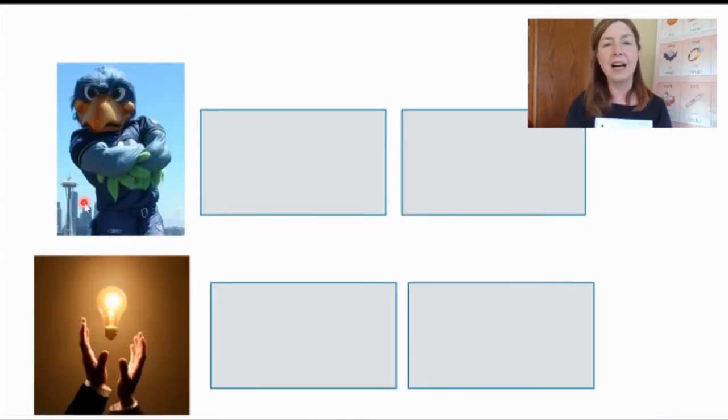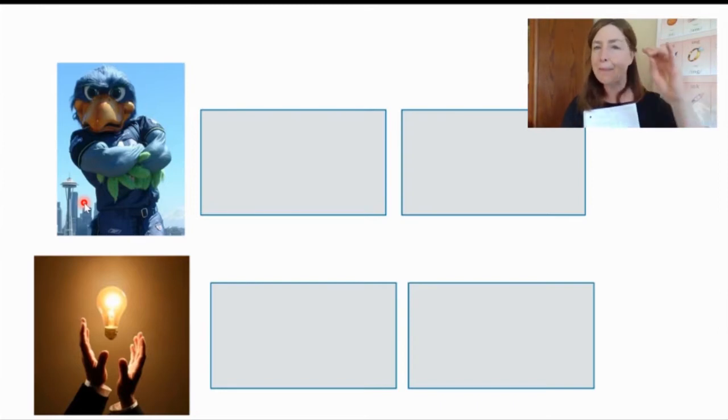Are you ready for two more? Here we have a mascot. This is Blitz, the Seattle Seahawks mascot. Let's break it apart. Mascot. Okay, let's do the first syllable, mass. M-ass, mass. Write down the sounds you heard and check it.